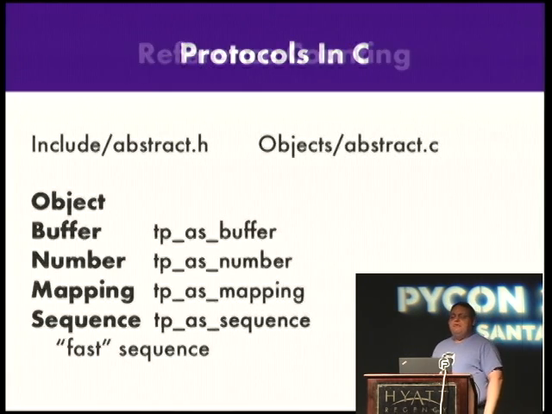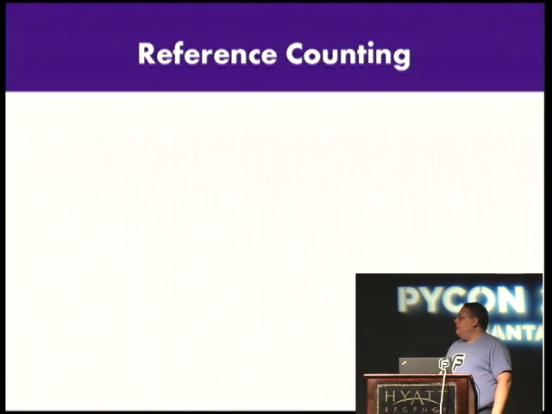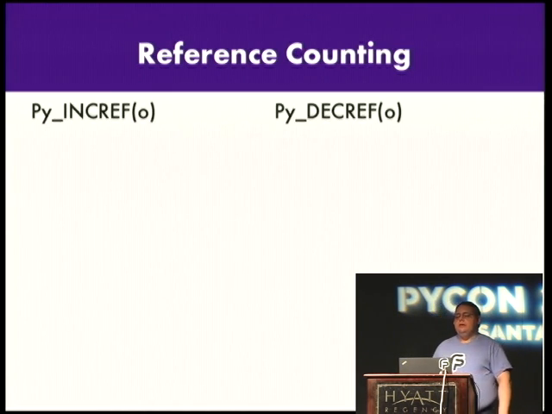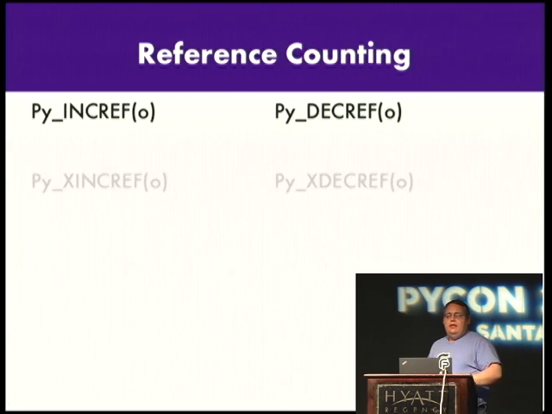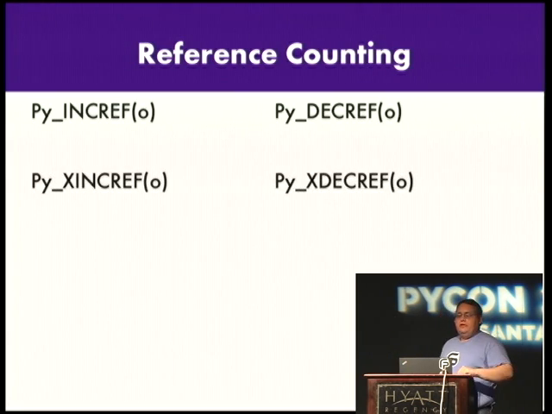So let's talk a little bit about reference counting in Python. Again, all objects in Python are reference counted. There are 5 macros here. The base 2 are incref and decref. Incref ups the reference count, decref drops it, and if the reference count reaches 0, then we deallocate the object. There are the safe versions of these functions called XIncref and XDecref, which just do a null check before, and if it's null, then it doesn't do anything. Otherwise, it calls incref and decref for you.